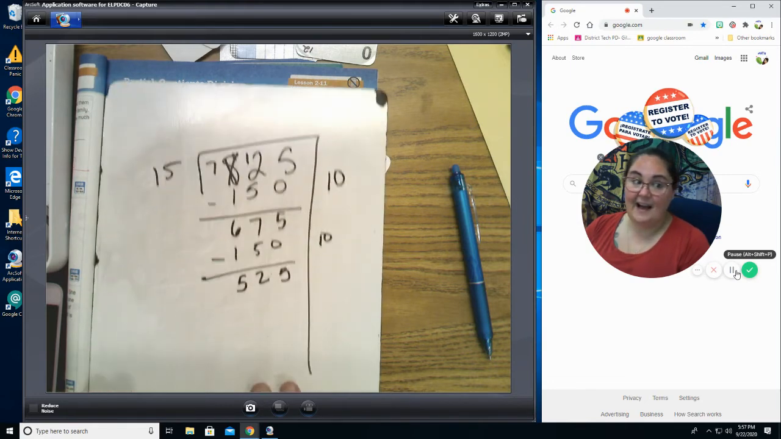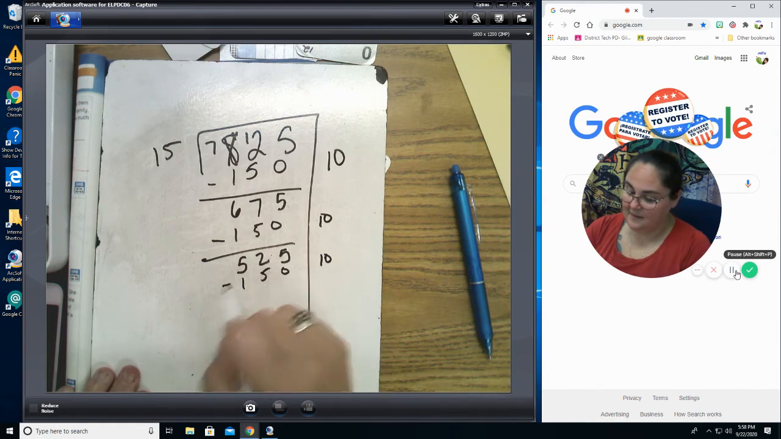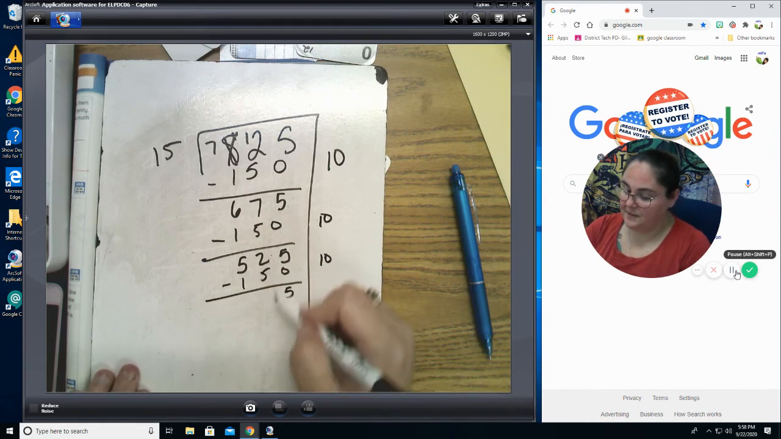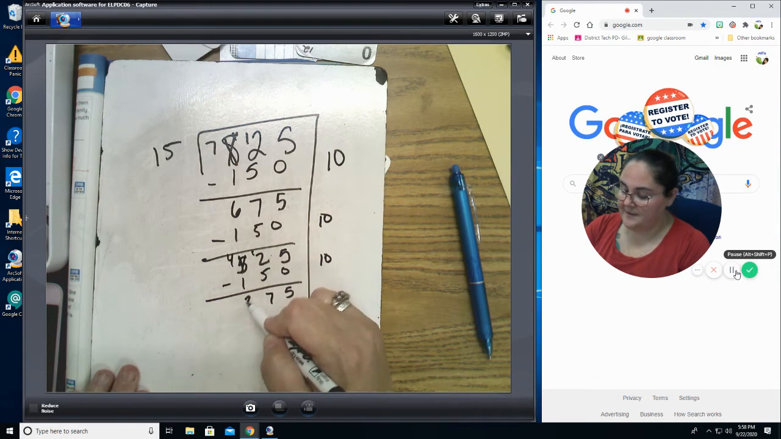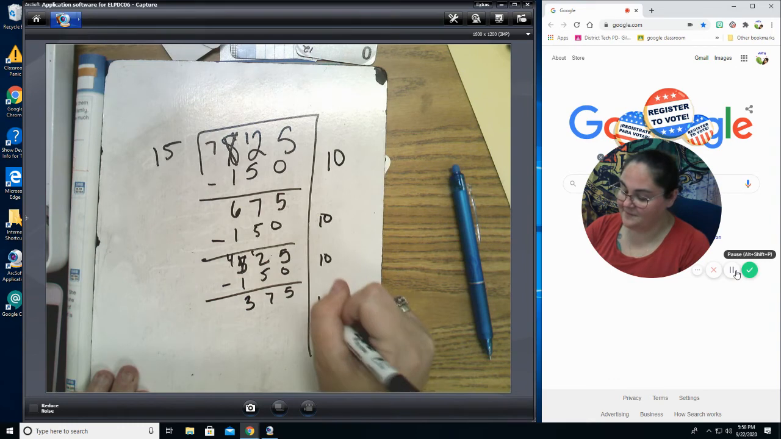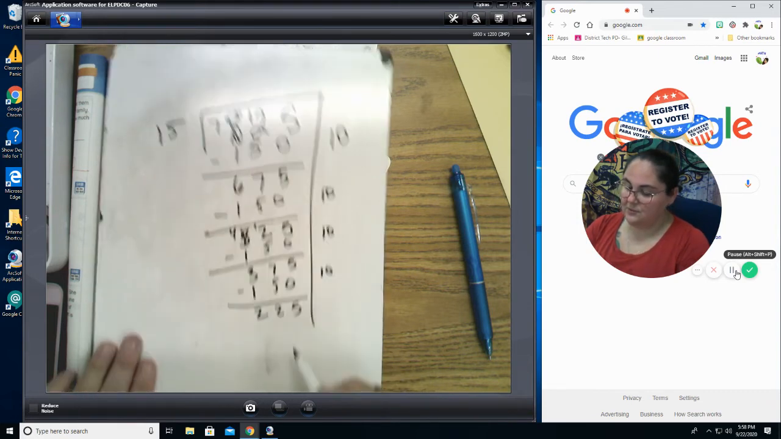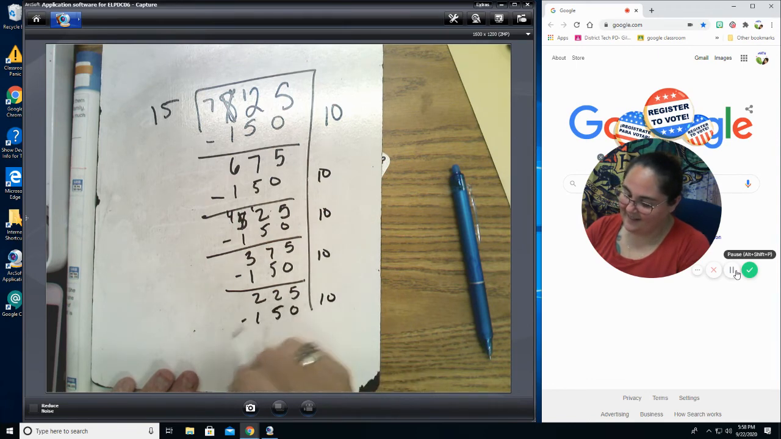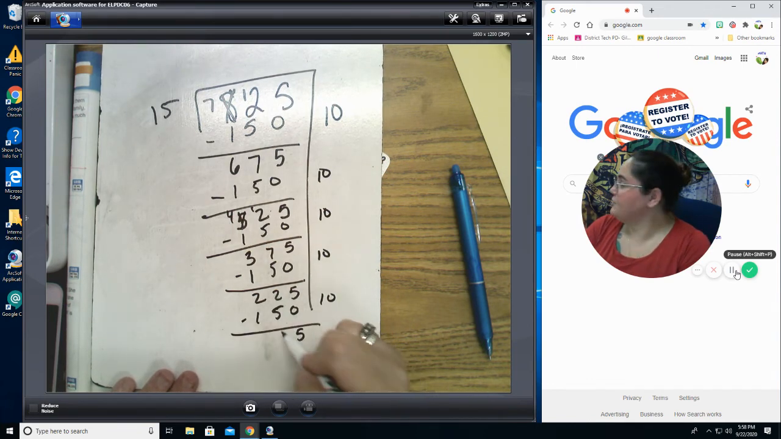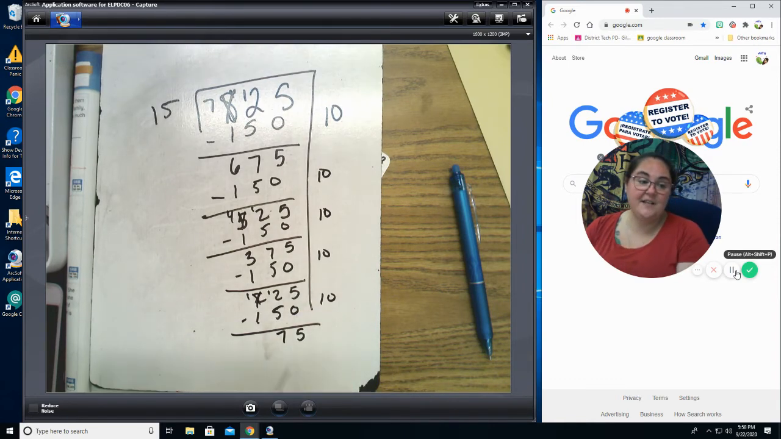Guess what? I can do another group of 150. 5 minus 0. 2 minus 5 I can't do. So 12 minus 5. 4 minus 1. I can do another one. 5, 2, 2. I can do another one. 5 minus 0. 2 minus 5 I can't do. I have to borrow. There we go. Now I have 75 left.